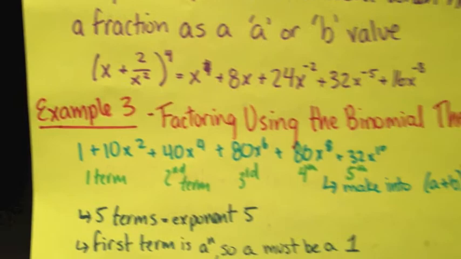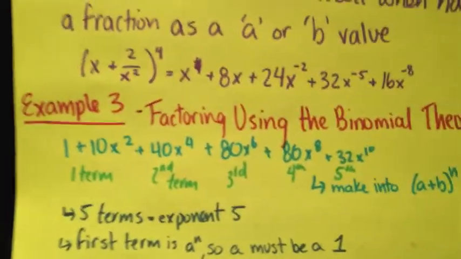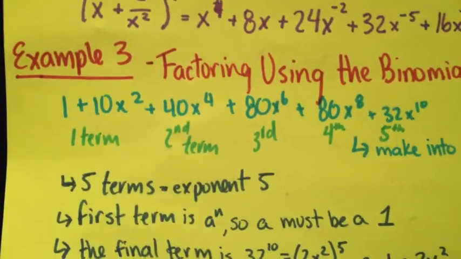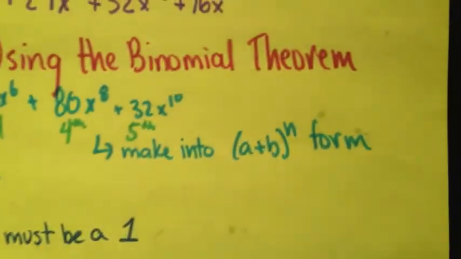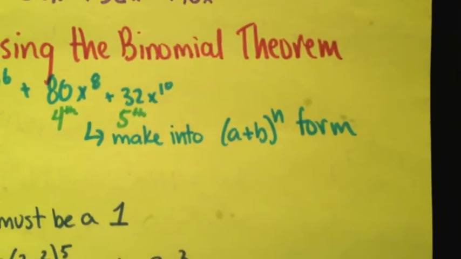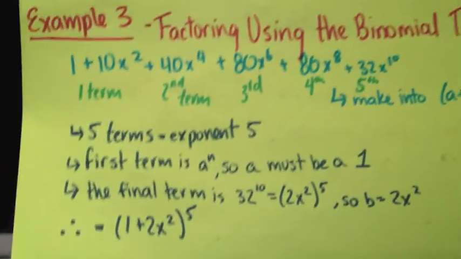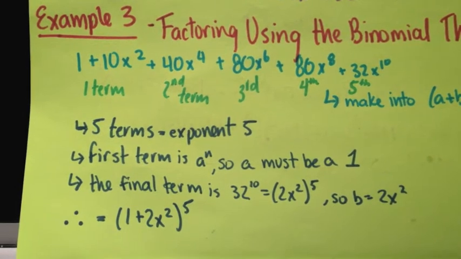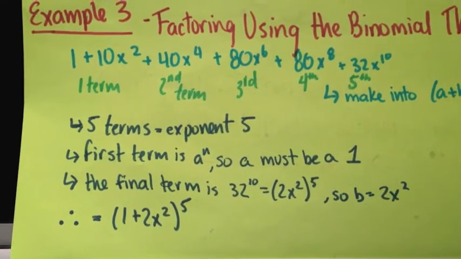Example 3 is factoring using the binomial theorem. It gives you the simplified expression, and we can see here that there are 5 terms. We are going to make it into the (a + b) to the exponent of n form. We know that there are 5 terms, meaning that the exponent value will be 5. The first term is aⁿ, so a must be 1.